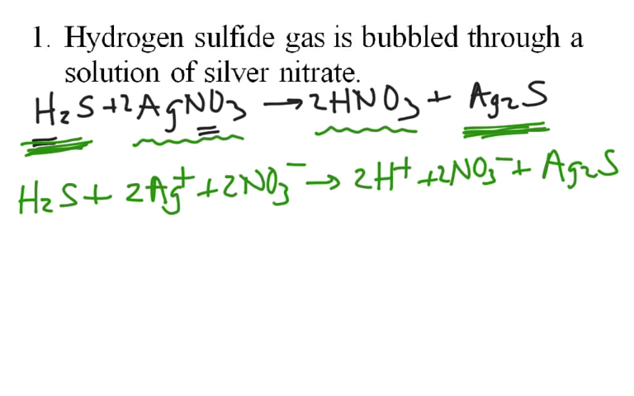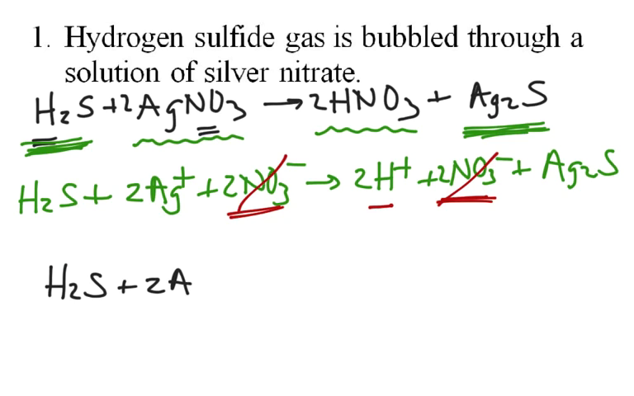Now we look at this and say, do we have any spectators? The spectators are either going to be this guy or this guy, so look for those. And we see there's nitrates, so those cancel out. So what we have is our final answer. I'll put it down here: H2S plus 2Ag+ turns into 2H+ and Ag2S.